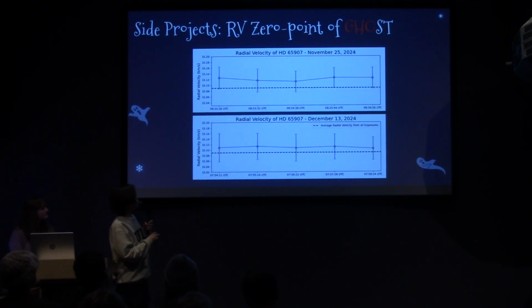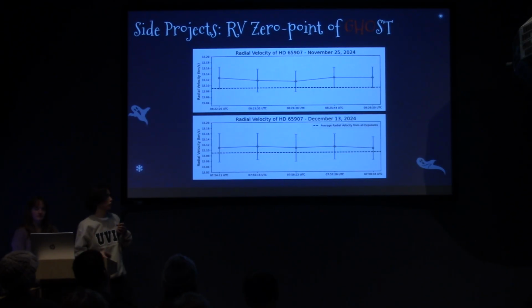If you can see here, these are 2 different days of exposures. There are 5 exposures on each of these days, and it's relatively consistent. And that's the case for both of these. These are both, again, separate days. But if you see this dotted black line, that line is what the average was.